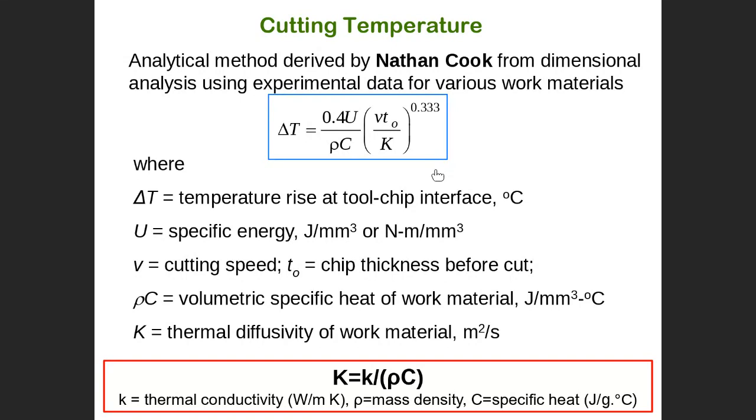First, we need to know how to reduce the temperature. If temperature is going to increase, how do we reduce it? By cutting fluid. However, using cutting fluid is not always good. Why? Because cutting fluid increases the cost.